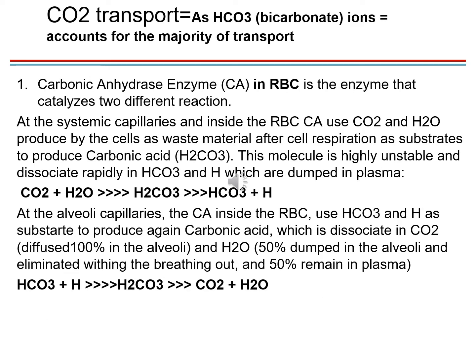How is carbon dioxide transported in plasma? We talked on different occasions during previous chapters in the semester. Carbon dioxide is most of the time transported inside another molecule, and this molecule is bicarbonate. It's most of the time. Now, how carbon dioxide can be converted into bicarbonate is using the carbonic anhydrase enzyme inside the red blood cell. So the red blood cell is not only charged with hemoglobin, it is also charged with carbonic anhydrase.